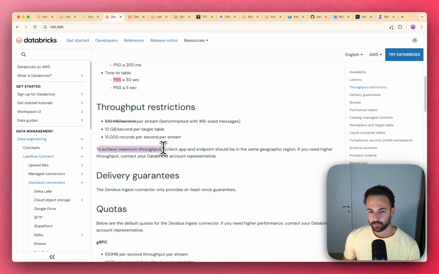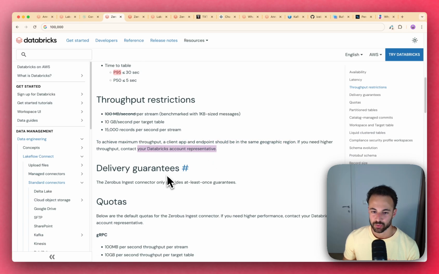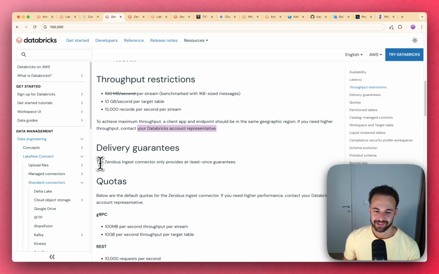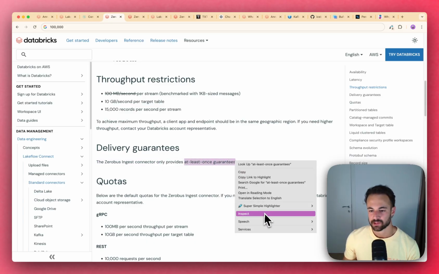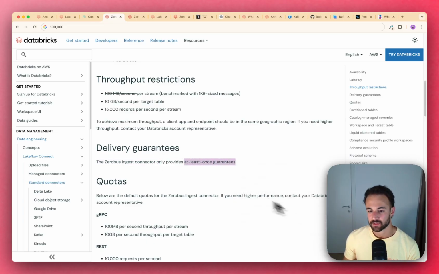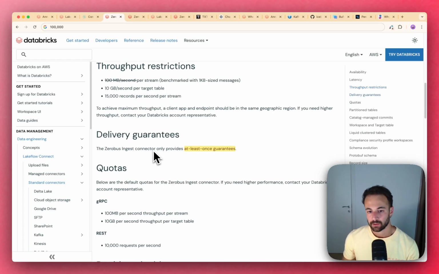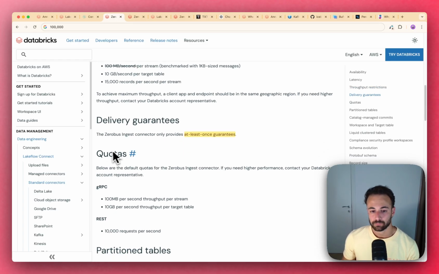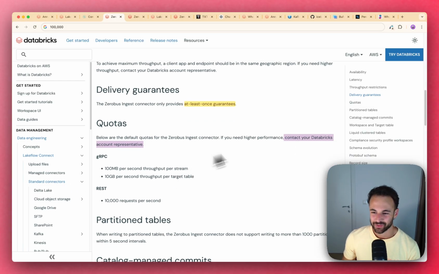To achieve maximum throughput, the client app and endpoint should be in the same geographic region. Of course, if you need higher throughput, contact our sales reps so they can sell you something. Delivery guarantee. The Zerobus ingest connector only provides at least once guarantees. So this is at least once, not at most once. It's good to know. There's no exactly once as well. I think that's pretty fair. The quotas are the default quotas for the connector. If you need higher performance, let us sell you more stuff. Why don't you contact support rather than the account rep?